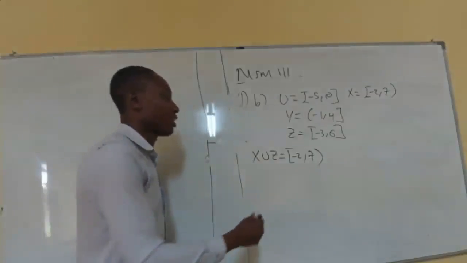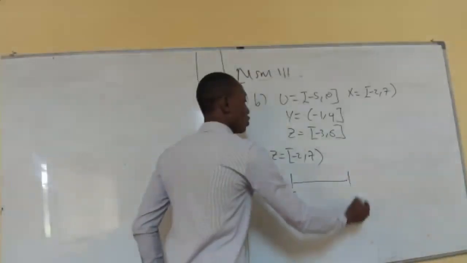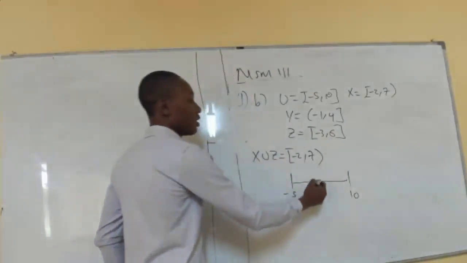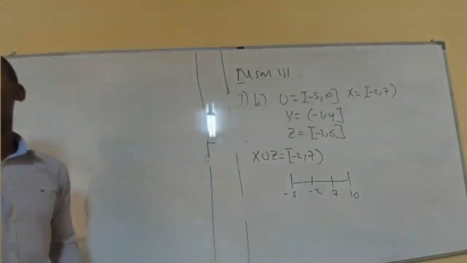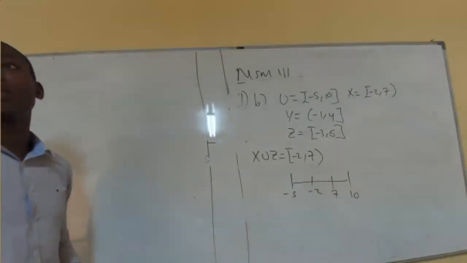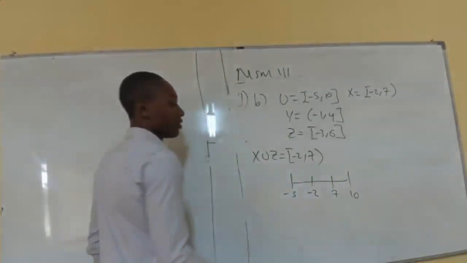Then I'm going to find the complement. So for the complement of this, I'm going to do the same thing. So we'll draw the inverse set up to 10, then I'll put -2 and 7 there. So we have -2 here and we have 7.